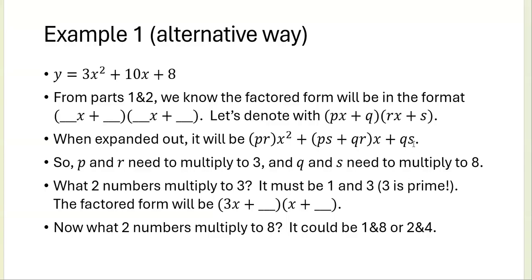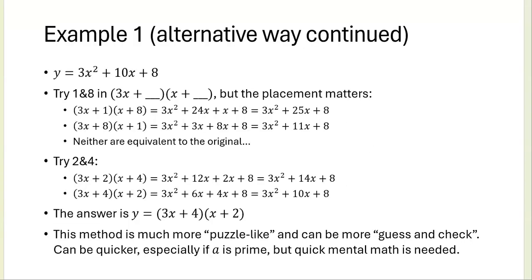Hopefully you're following so far. Now let's worry about this qs. They need to multiply to 8. This is the q and this is the s over here. So what two numbers multiply to 8? It could be 1 and 8 or 2 and 4. So either it's 1, 8 or 8, 1 or 2, 4 or 4, 2. Hopefully you followed my cursor. Those are the possibilities. So let's go through all of them.